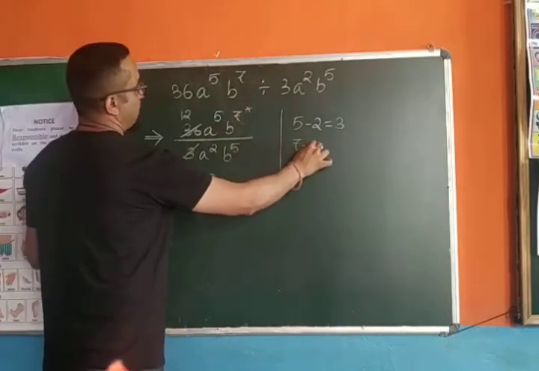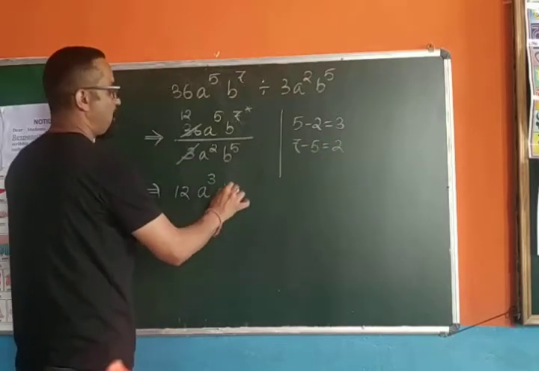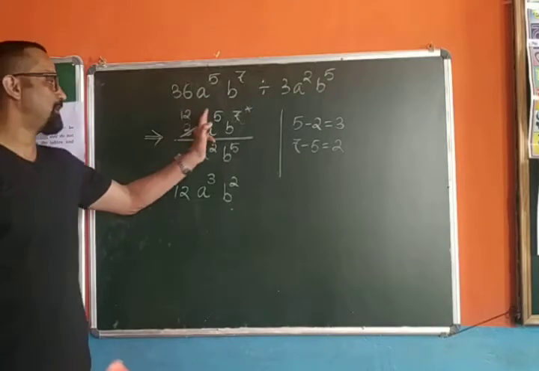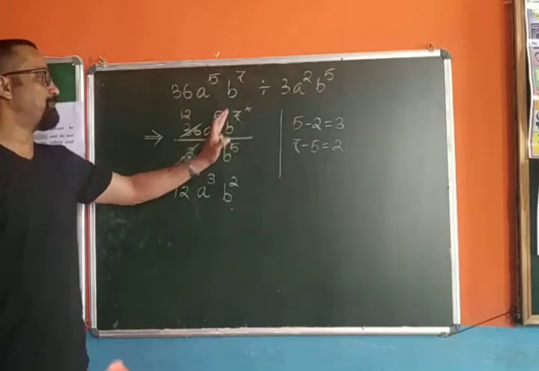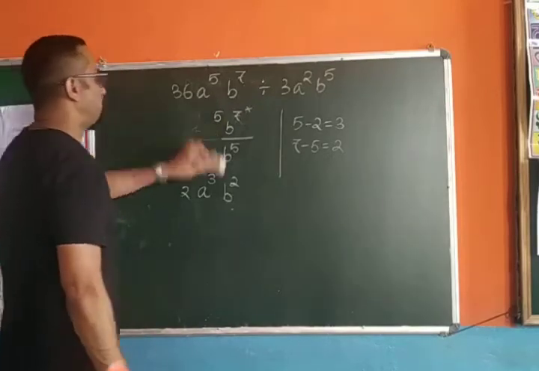7 minus 5, which is equal to 2. b to the power of 2. You can solve it directly without writing a 5 times, b 7 times. Second example.